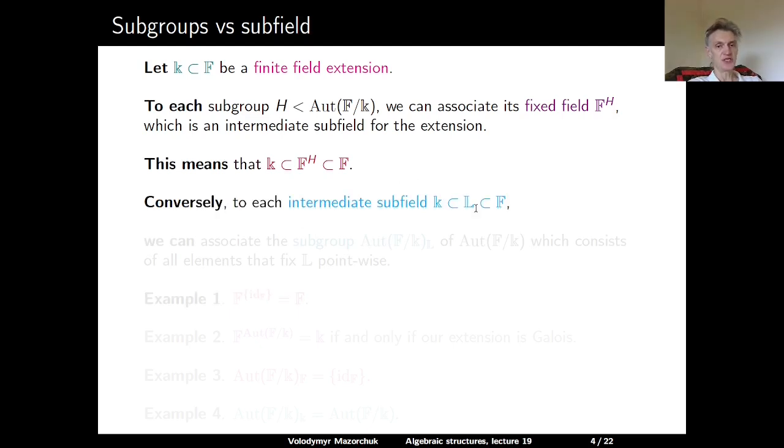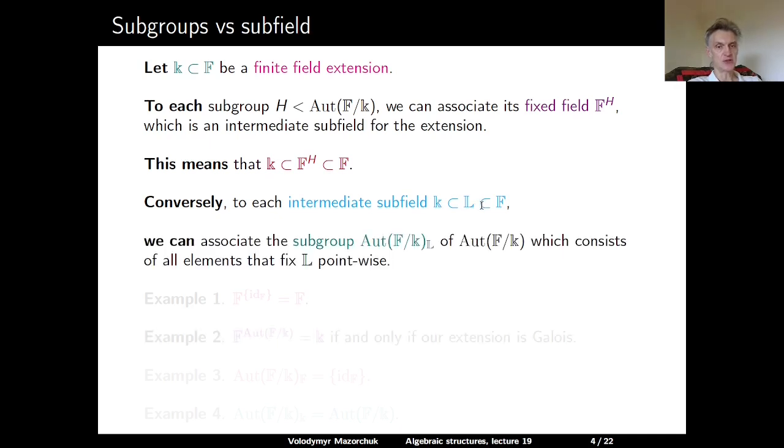Conversely, to each intermediate subfield L between K and F, we can associate the subgroup of the automorphism group of F over K, which consists of all elements that fix all elements in L pointwise. So this subgroup is usually denoted by Aut F over K sub L. Here are some examples. The set of fixed points for the identity, for the trivial subgroup consisting just of the identity, of course, coincides with the bigger field F.